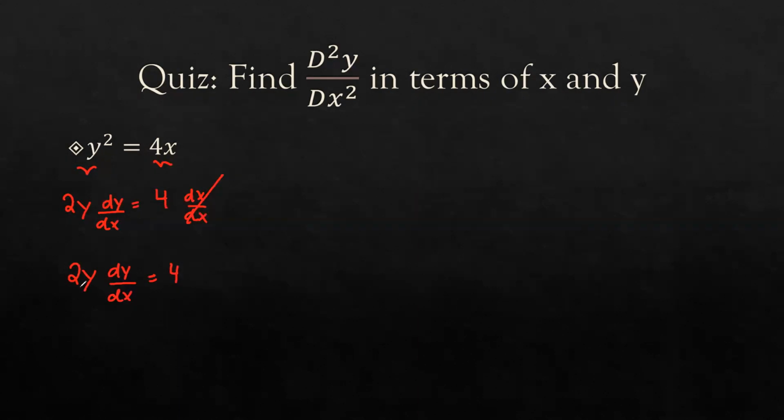Then you solve for dy/dx by dividing both sides by 2y. This cancels, so you're left with dy/dx equals... 4 divided by 2y is 2y. I mean, no, it's not. It's 4 divided by 2, that's 2. So you put the 2 on the top, and then on the bottom, that y does not go away.